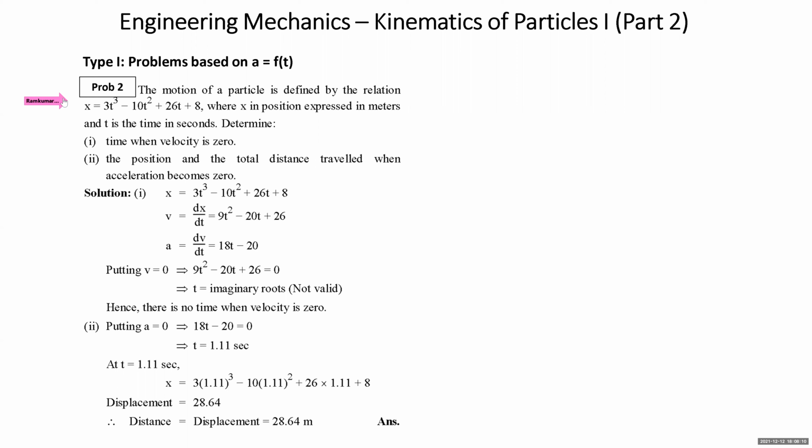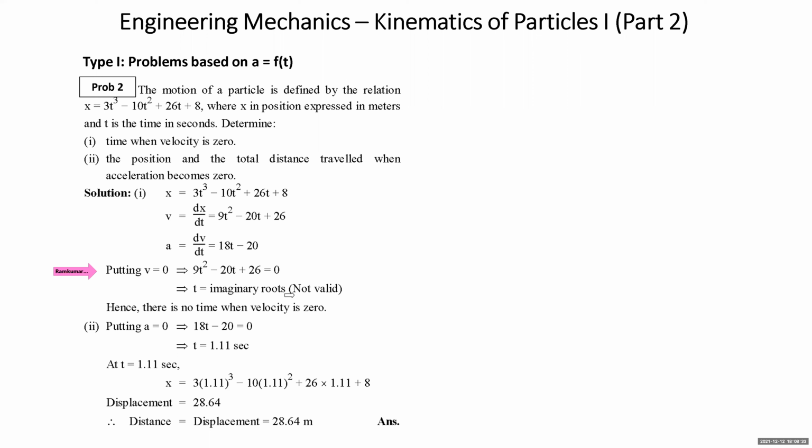Students, the very first thing, you are given what? Displacement in terms of time. So we can find the velocity as dx by dt, 9t square minus 20t plus 26. You can get acceleration also, dv by dt. Just differentiate the above expression and you get acceleration. In the first part, he's asking you to put velocity 0. Velocity expression 9t square minus 20t plus 26 equated to 0.